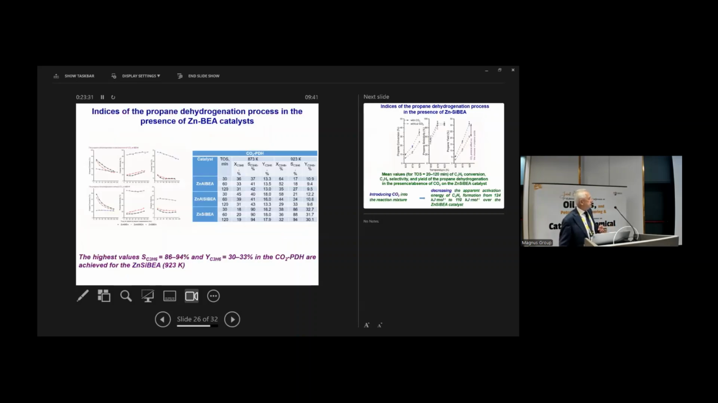Here we can see that a higher value of propane selectivity is obtained for Zn SC beta zeolite, with 90% of selectivity to propane, and with yield of propane formation about 30%.